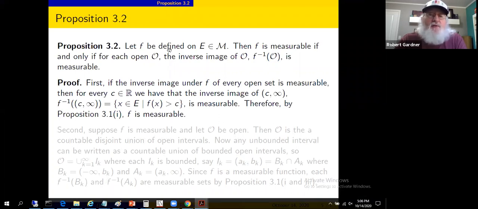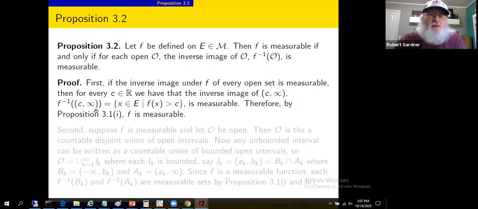Let's see, the if and only if result. First, if the inverse image under f of every open set is measurable, then, like we were saying, c to infinity is an open set, so its inverse image is measurable. The inverse image of c to infinity under function f, I'm not talking anything to do with inverse functions, these are inverse images, though the notation's the same as inverse function. I don't know anything about one-to-oneness, so we're talking inverse images in this.